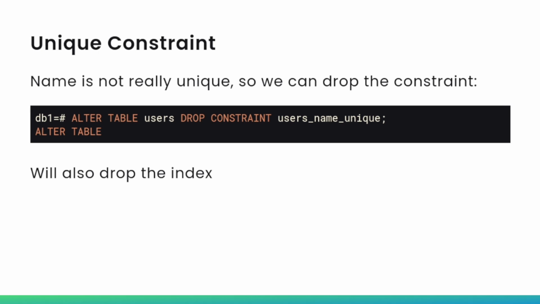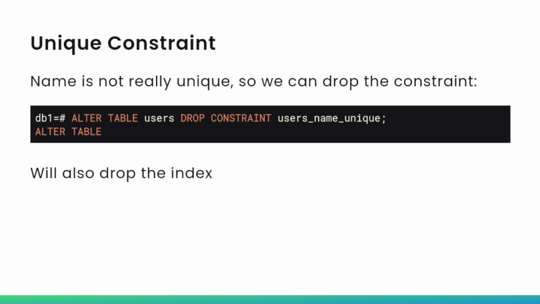So we don't want to enforce this constraint. Just like adding a constraint, we can also drop a constraint. So alter table users, drop constraint with the name of the constraint, user's name unique, and now we can have duplicates, we can add another user called Aki Benita.